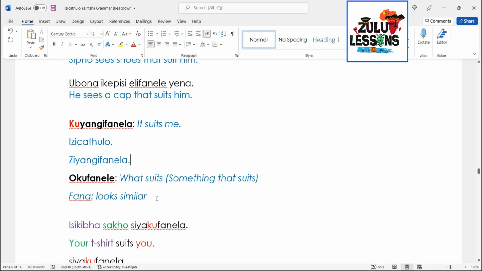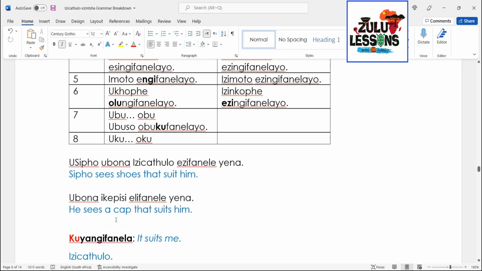Okufanele is what we were talking about. So what suits, or something that suits. Usipho ubona izicathulo ezifanele yena. Sipho sees shoes that suit him. Look at that. We are saying ezi because we are talking about izicathulo. Ubona ikepisi elifanele yena. So he sees a cap that suits him.